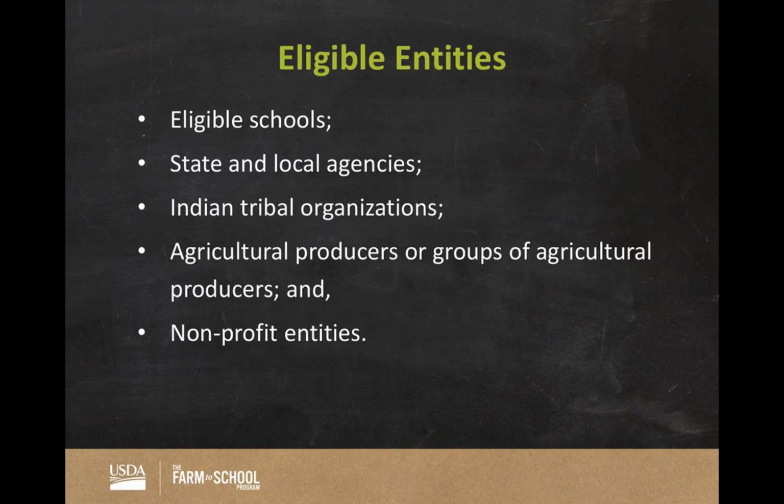So really quickly, we wanted to go through the eligible entities for the Farm to School grant program. Eligible schools are school food authorities, pre-K through 12, that are operating the School Breakfast Program, the National School Lunch Program, the Child and Adult Care Food Program, the Seamless Summer Option, or the Summer Food Service Program. Also state and local agencies, Indian tribal organizations, agricultural producers, and nonprofit entities are eligible to apply for funding.